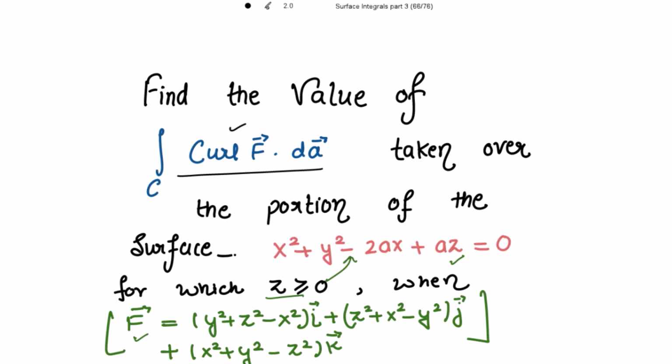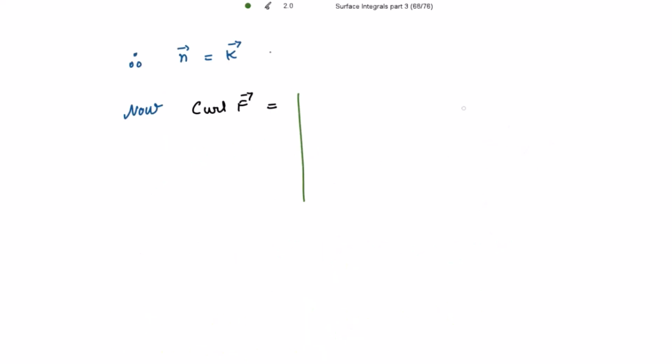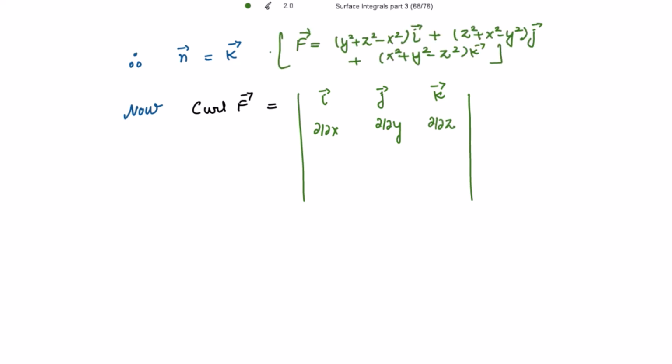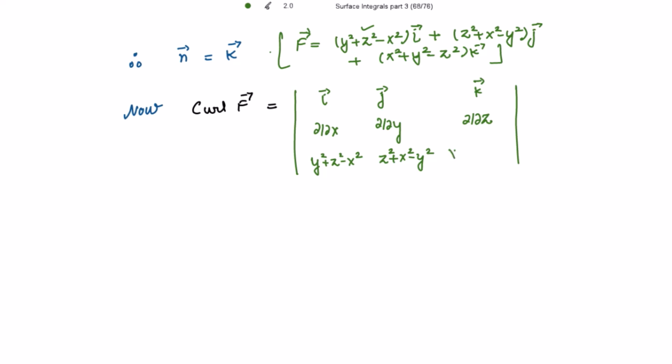Yes, and this is our f vector. So finding the curl of f vector, just write here i vector, j vector, k vector, then del by del x, del by del y, and del by del z. Writing the first component of f vector, that is y square plus z square minus x square. Writing the second component, that is z square plus x square minus y square. And then writing the third component, that is x square plus y square minus z square.